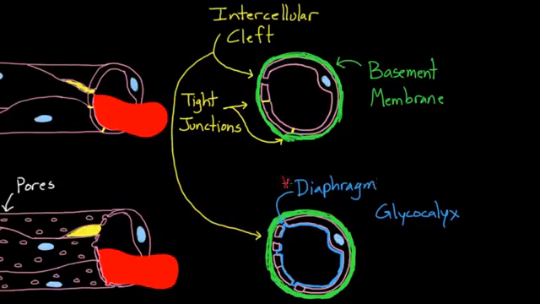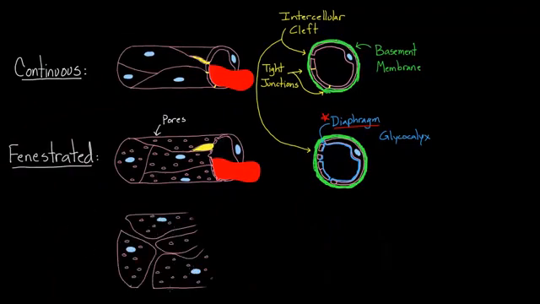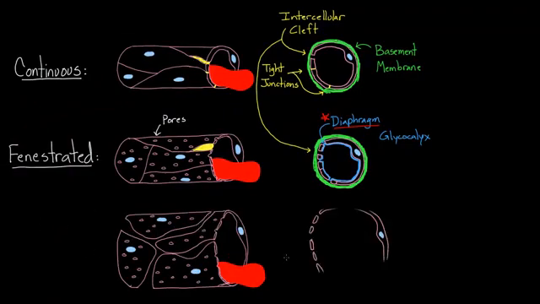But I'm going to put a little star next to that because sometimes you can find fenestrated capillaries that do not have this glycocalyx that's covering the inside, and they therefore do not have diaphragms. So this is something that is generally true but not always true. So let me show you the third type of capillary then. Let me just show you this last drawing. And this is actually the largest of the capillaries. This one, we call this a discontinuous.